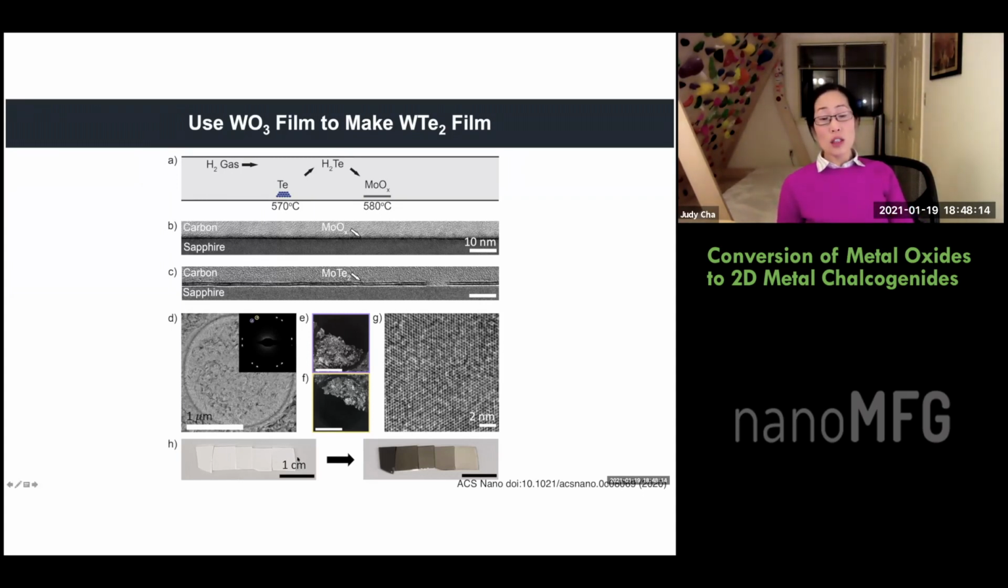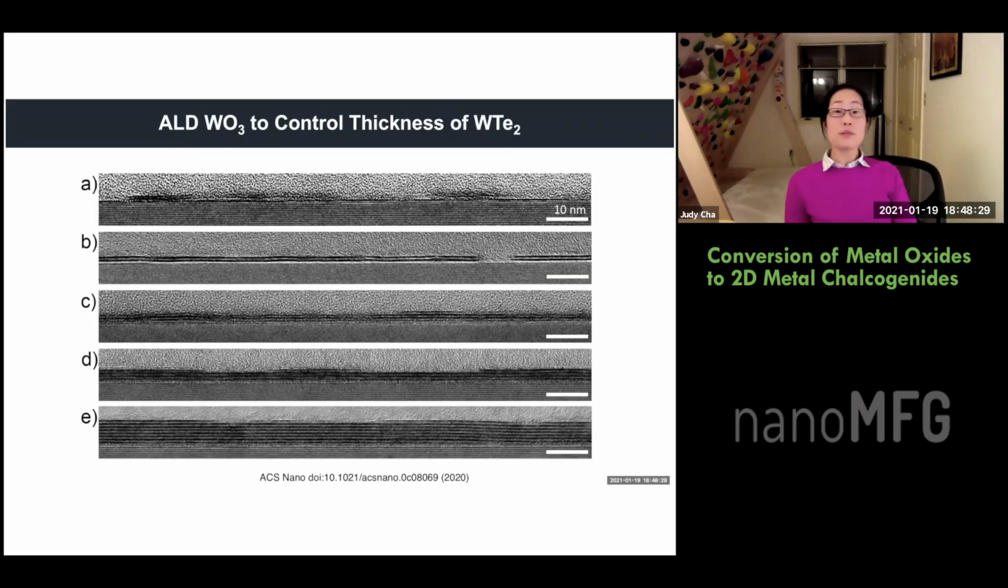So you can do a large area film. These are different thicknesses of moly oxide. And then when you convert it, you can see that the darkest one is the thickest moly telluride, and the most faint one is the thinnest moly telluride. And here is the cross section.